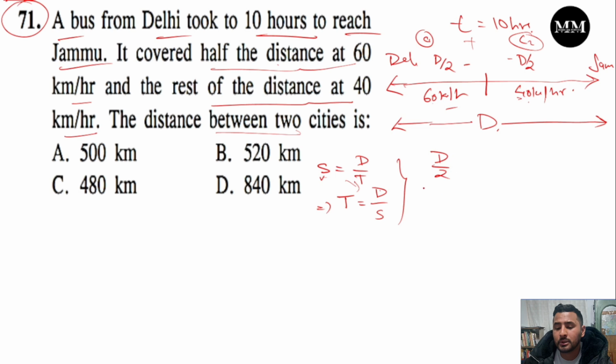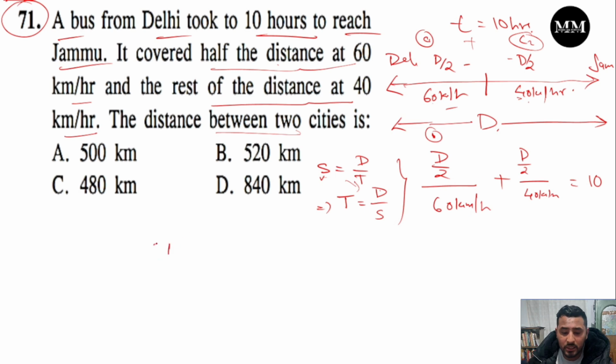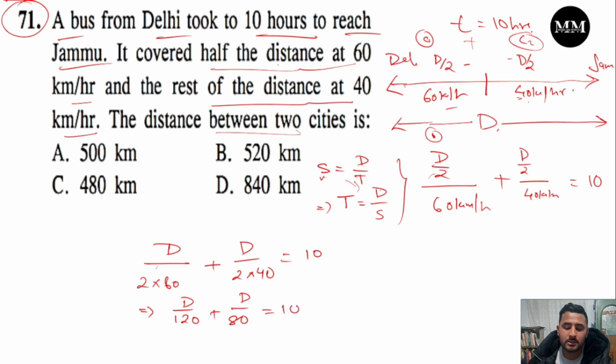D by 2 by 60 km per hour, plus D by 2 by 40 km per hour for the remaining part, and total time is 10. Okay, let's start with the cancellation now. The 2 will go down and multiply with 60, 2 into 60, plus the same way D by 2 into 40, equal to 10. So this will be D by 120 plus D by 80 equal to 10.